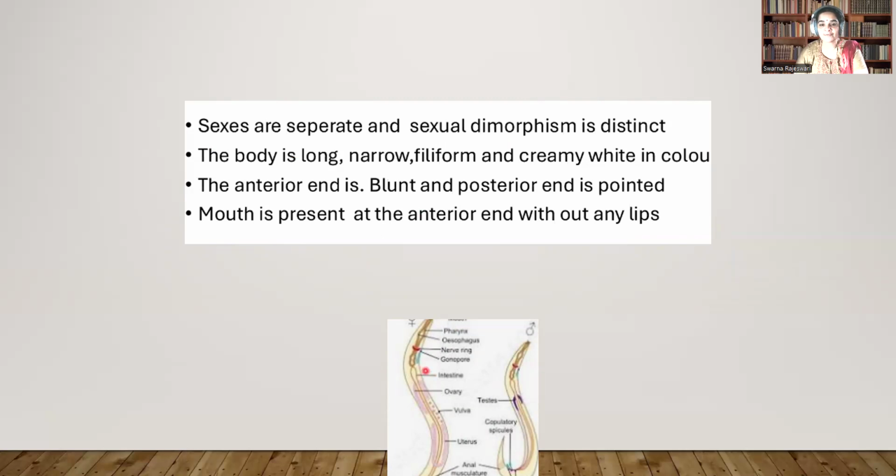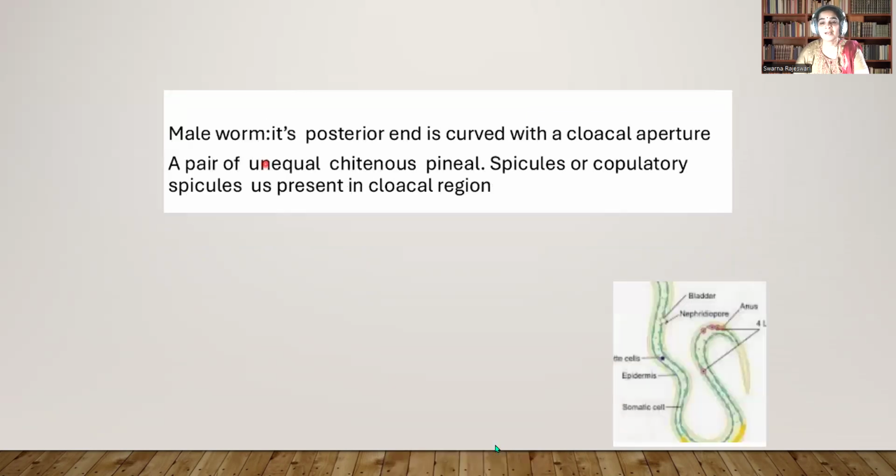The anterior end of both the male and the female worms is blunt, whereas the posterior end is pointed. And the mouth is present at the anterior end in both the male and the female worms. When we see the male form, the male worm is shorter when compared to the female, and the posterior end of the male is curved and it contains two copulatory spicules in the cloacal region.